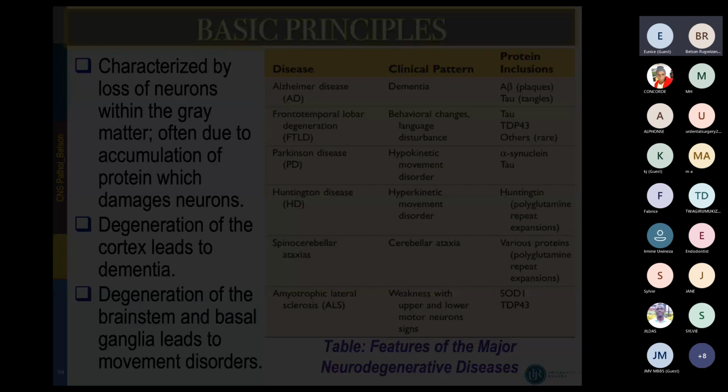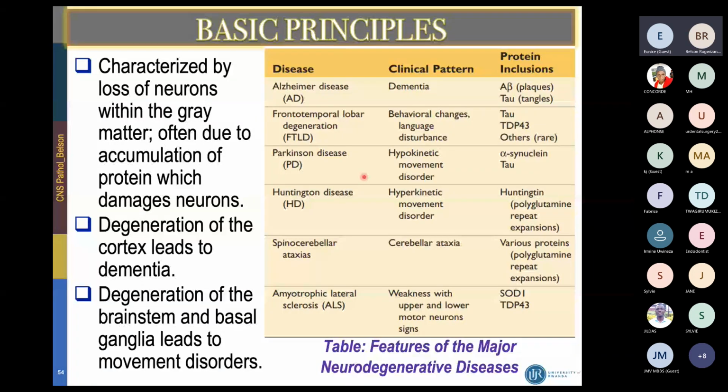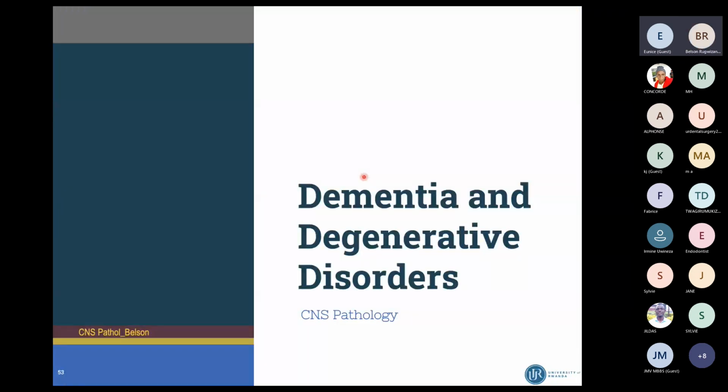So these are characterized by loss of neurons within the gray matter, often due to accumulation of protein, which damages neurons. Maybe that is why the word dementia comes in. In myelin issues there is no dementia, except for the one disease we saw, panencephalitis, because it affects both gray and white matter. Gray matter, that's the cell bodies of the nucleus of the neurons.